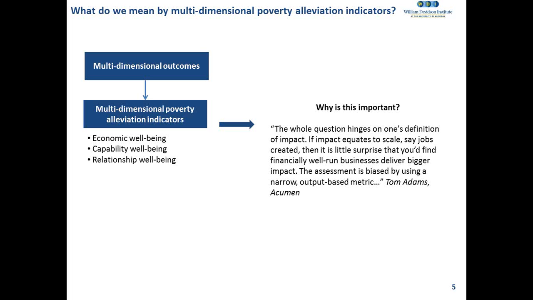What we want to share is an excellent quote by Tom Adams at Acumen, who recommends expanding the metrics you collect to beyond output metrics and beyond just financial metrics. So here goes. The whole question hinges on one's definition of impact. If impact equates to scale, say jobs created, then it is little surprise that you'd find financially well-run businesses deliver bigger impact. The assessment is biased by using a narrow output-based metric as your sole barometer for impact, one for which financial discipline will have a high degree of causality.